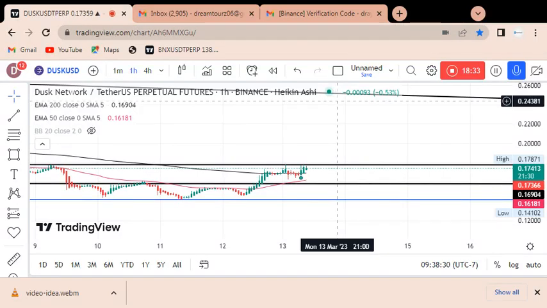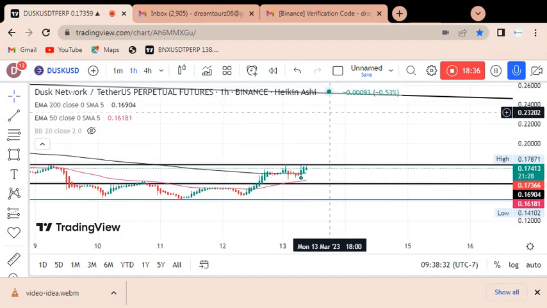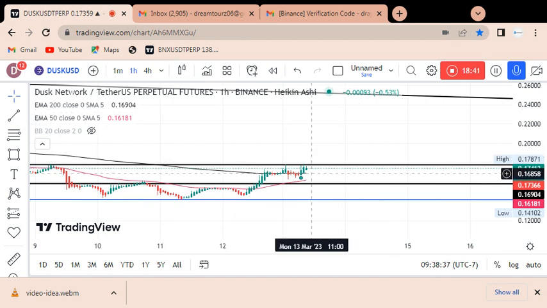Okay, so what do we do right now? This candle right now is what we have been trading for some time. This small candle right here that we've been trading. So now what do we do right now?